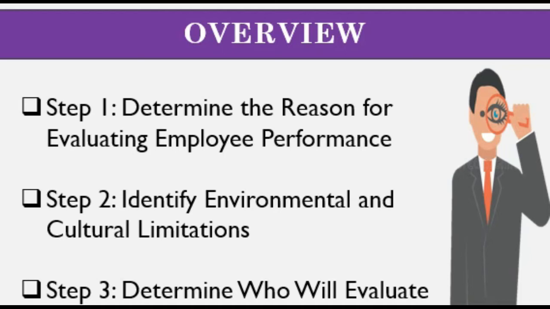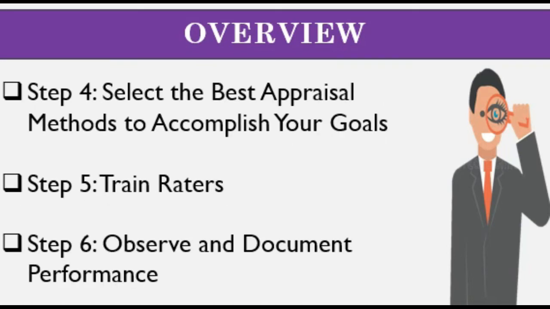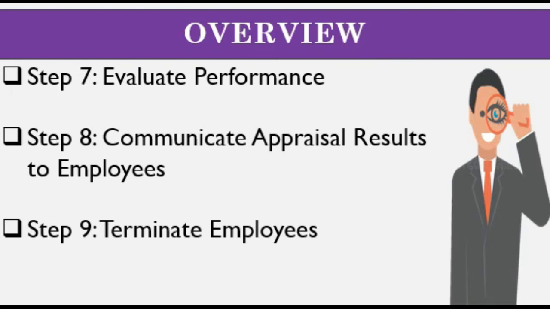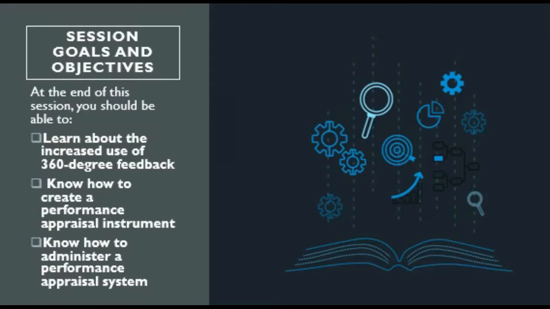All right. Overview. Step one, determine the reason for evaluating employee performance. Step two, identify the environmental and cultural limitations. Step three, determine who will evaluate. Four, select the best appraisal method to accomplish your goals. Five, train raters. Six, observe and document performance. Seven, evaluate performance. Step eight, communicate appraisal results to employees. Step nine is to terminate employees.